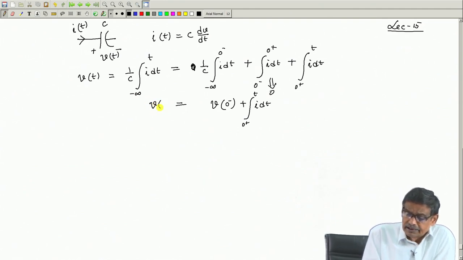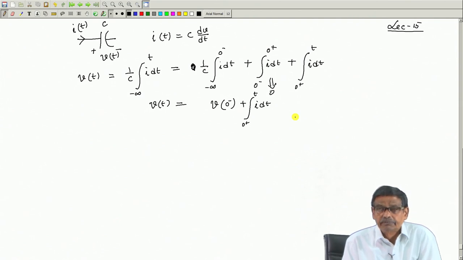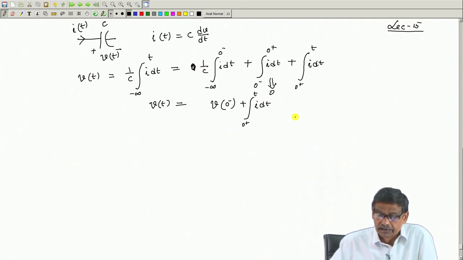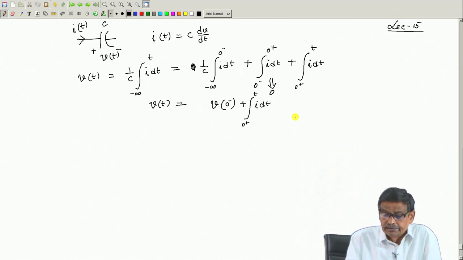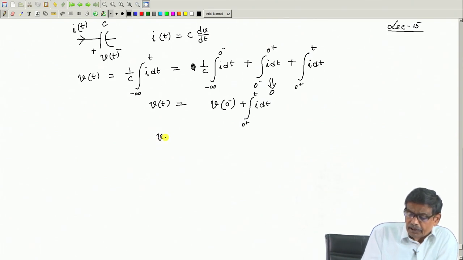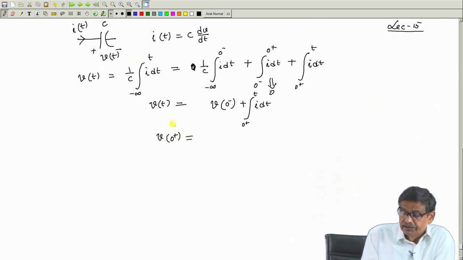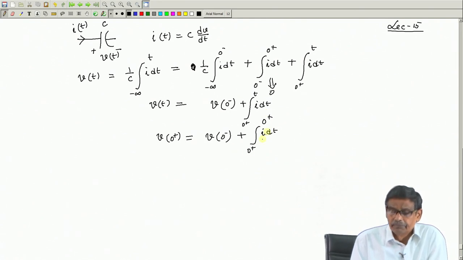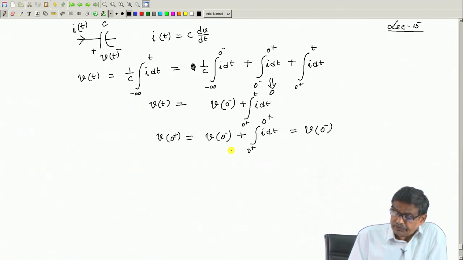So, this is the voltage across the plate of the capacitor at any time t: initial voltage plus the new current that you are injecting into the plates of the capacitor, that will decide the voltage across the plate. And obviously, from this equation, V 0 plus will be V 0 minus plus the integral from 0 plus to 0 plus of I dt. This eventually has to be 0, limits being the same. So, this is equal to V 0 minus in the absence of any impulse current source. So, these two things are important.